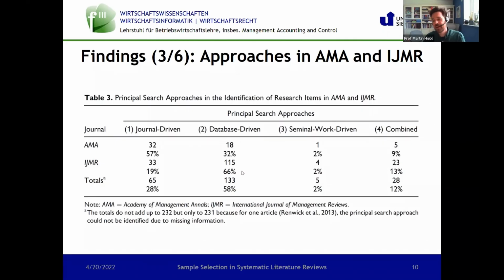So what I had in early versions of the paper was that you could see kind of a European approach to doing systematic reviews, which is more like the IJMR approach, because many IJMR authors are from European institutions, and more like the American approach of systematic reviews, which is well present in the Academy of Management Annals. I later took this out because it was just a paper that got too long.